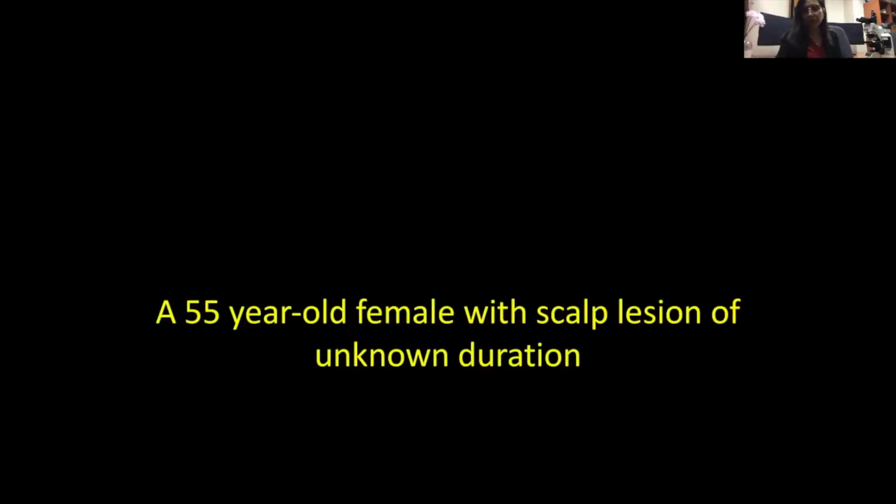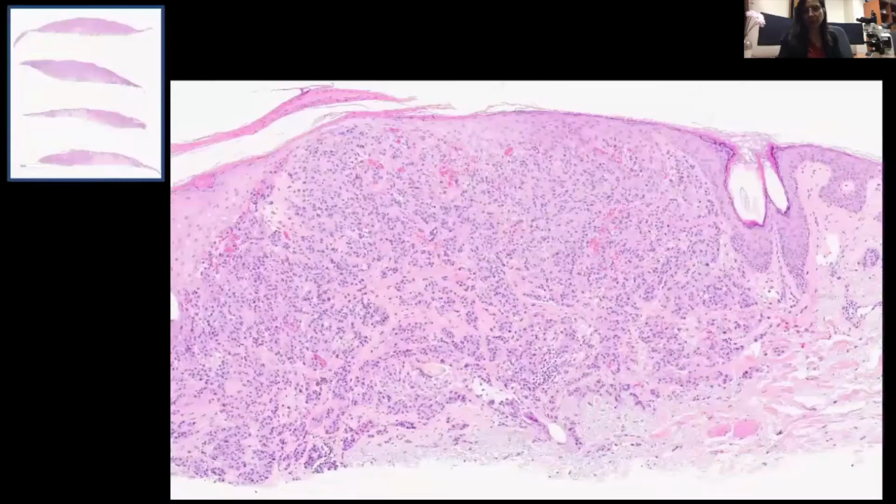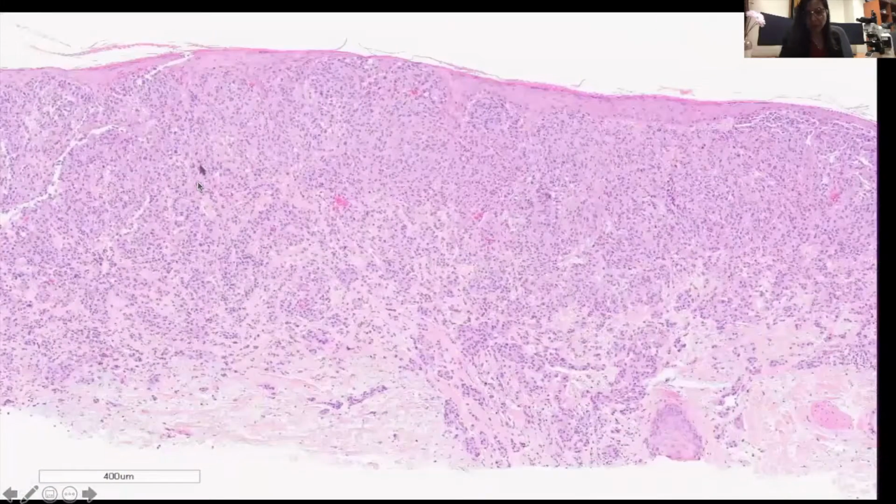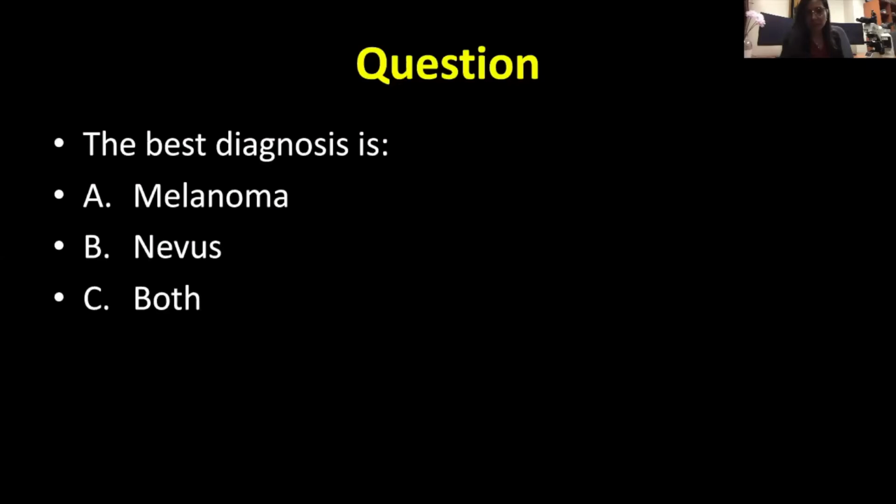Let me give you an example to go forward. It's a 55 year old female with a scalp lesion of unknown duration. As you see here, on low power, we can appreciate a compound melanocytic lesion with some congenital-like features going around the adnexal structures and even this hair shaft. And then when you go high power, again showing a little bit more congenital nevus-like features. So far we are not sure. So based on that, is that melanoma or nevus, right?